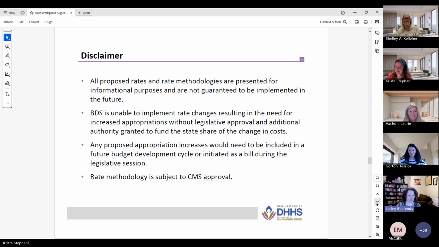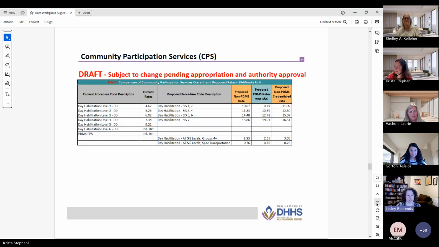Okay, we are going to start with the community participation services, your CPS services. What you're seeing right now over on the left, the first two columns, is the current rate structure: your current procedure code descriptions and your current rates. You can see that you get to that level 6 for DD, that it's independently determined, and then you have your PDMS that's also independently determined.